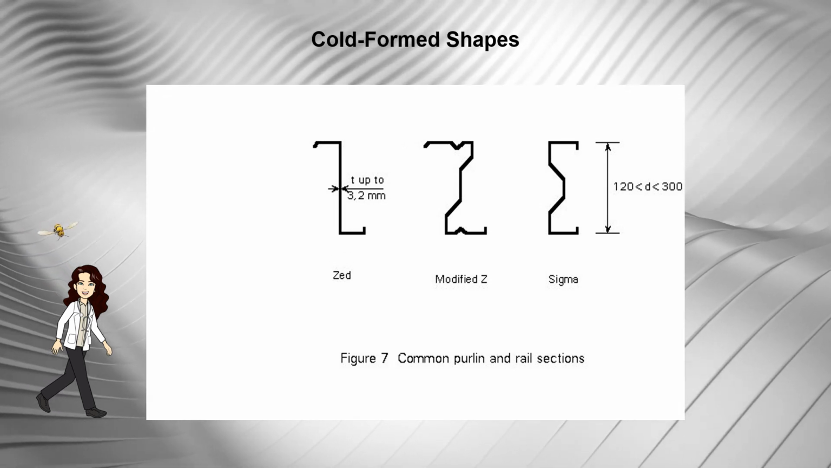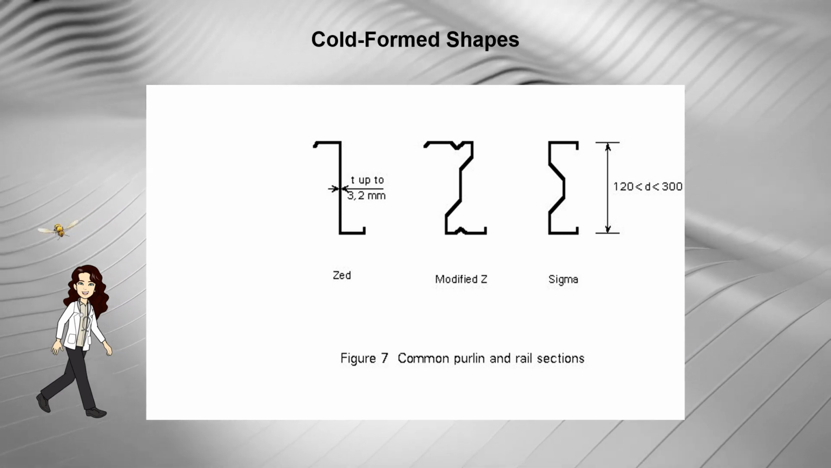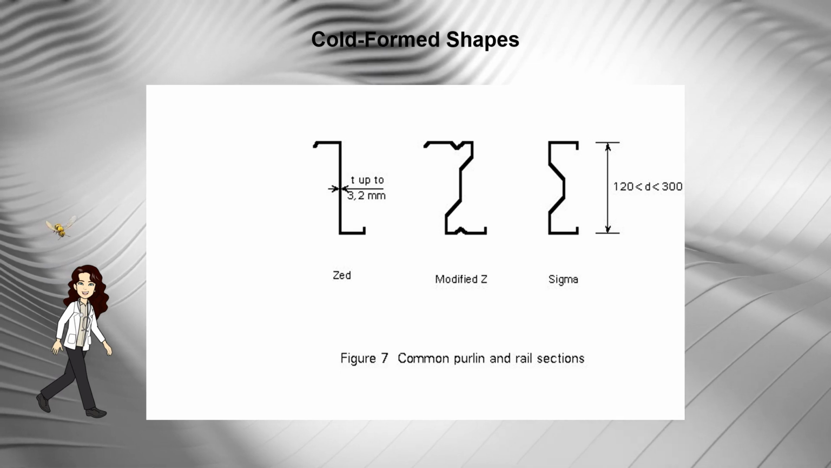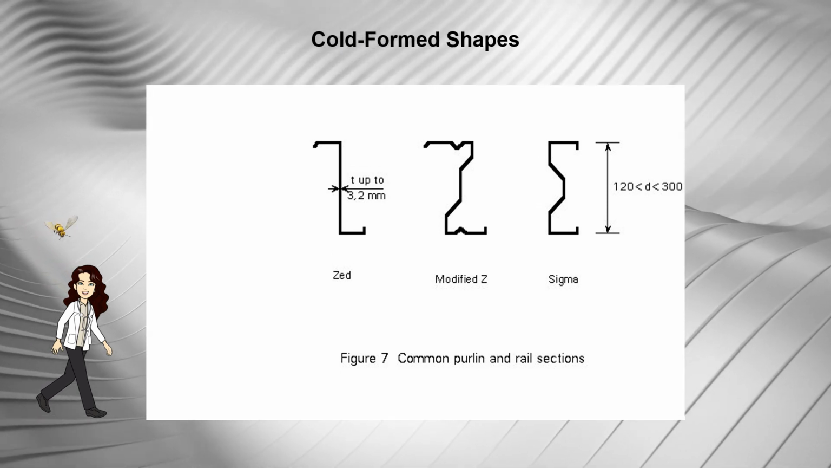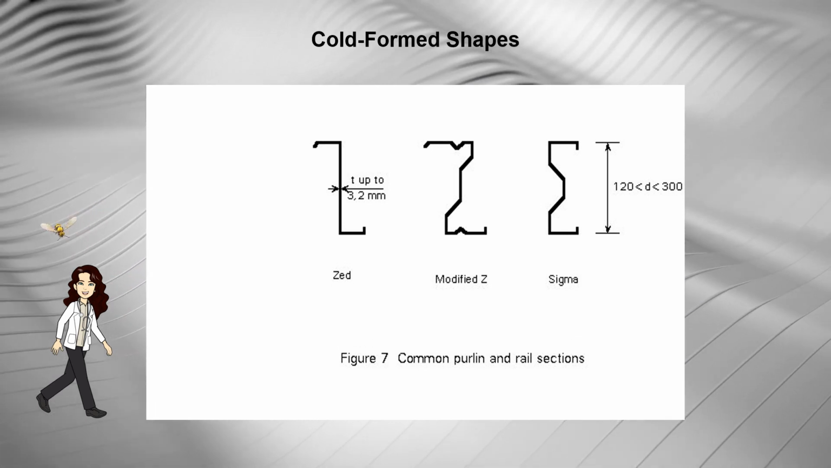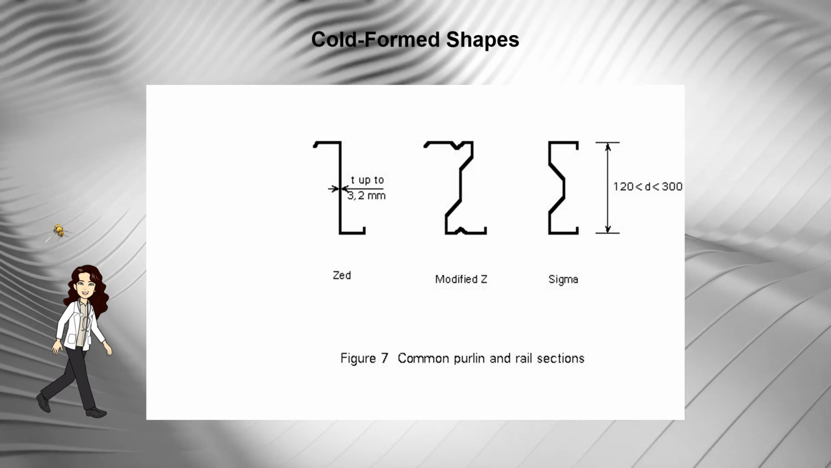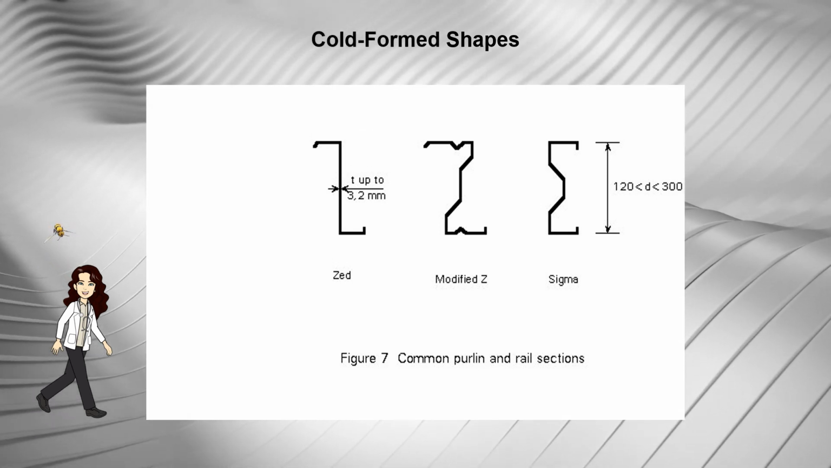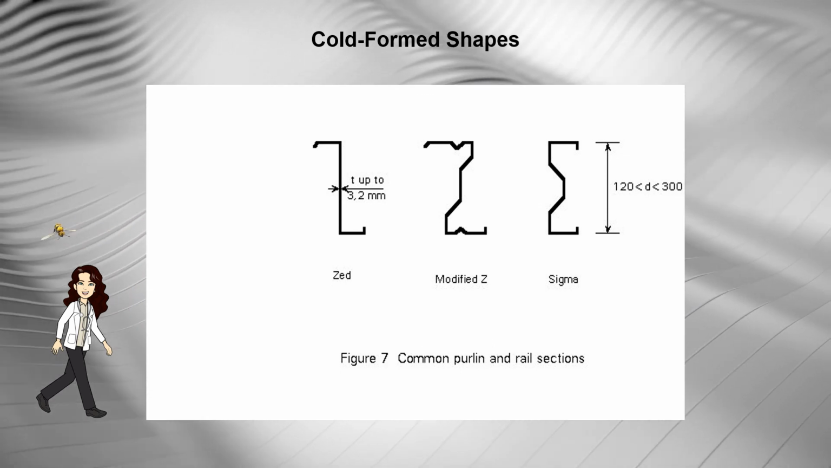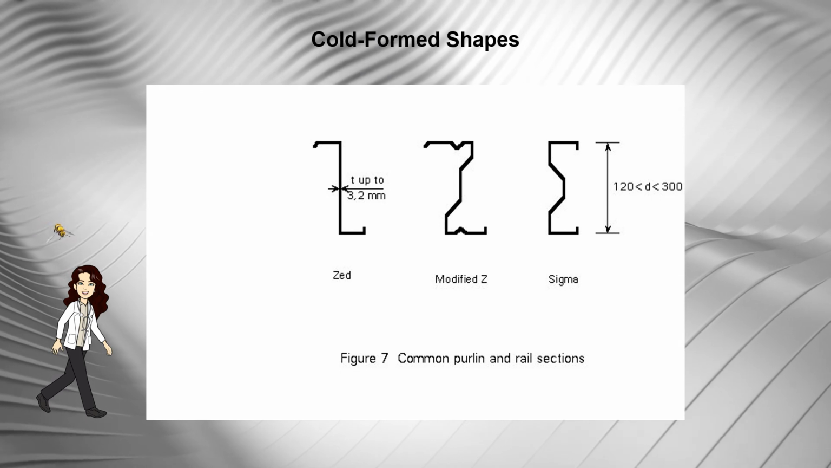Cold form shapes. The purlins and rails are commonly supplied by specialist manufacturers who deliver pre-cut and punched cold rolled items together with the necessary sag bars, cleats, or rafter stays. They have therefore developed and refined, by testing, a variety of shapes. The more common ones are Zs, modified Zs, and sigma shapes, illustrated in Figure 7.